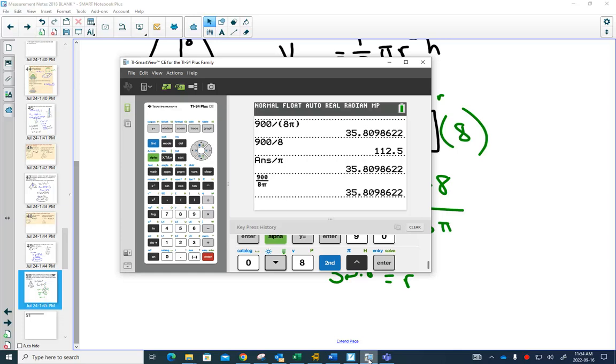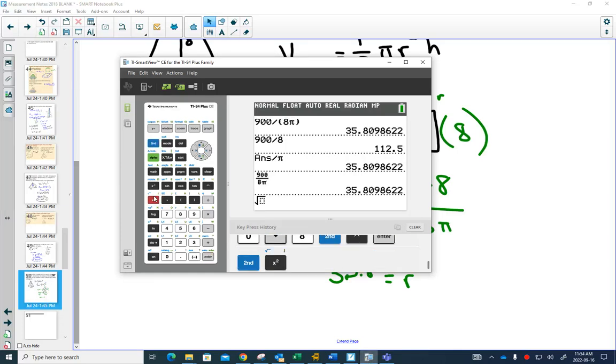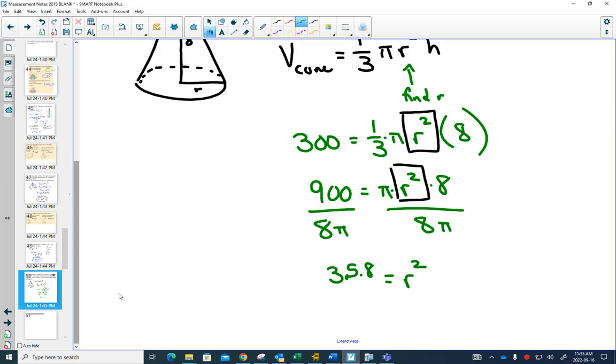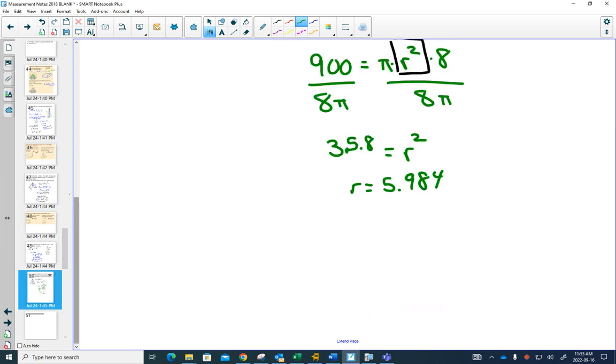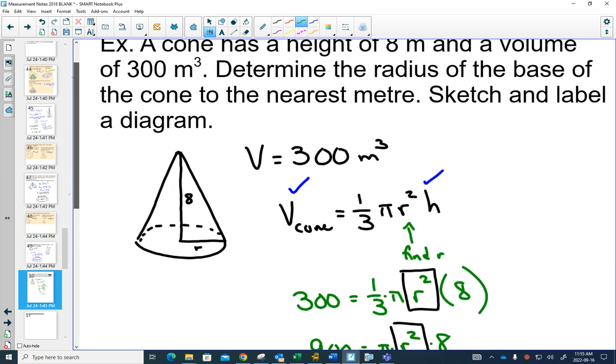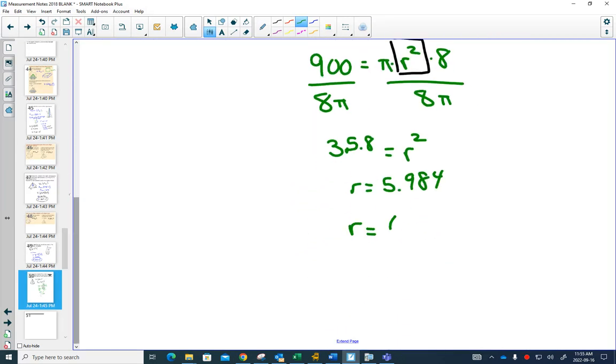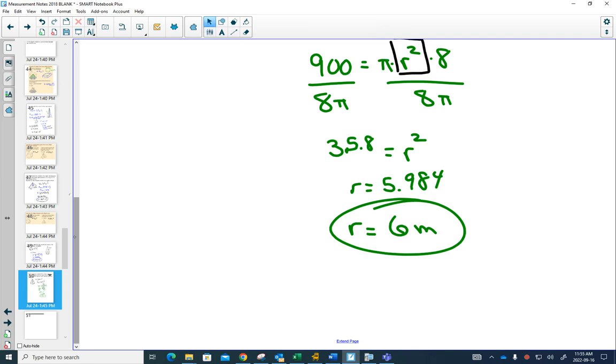A lot of calculators let you do square root. On my calculator, I have an answer button. So I can square root the answer. That means I haven't rounded yet. It takes all of the decimal places when it square roots it, and I get 5.984 equals r. Double check, what does it want to round to? To the nearest meter. Circle your final answer, and we are done.